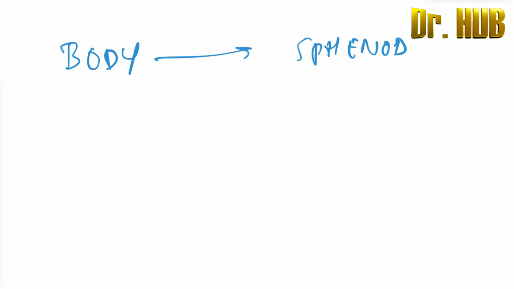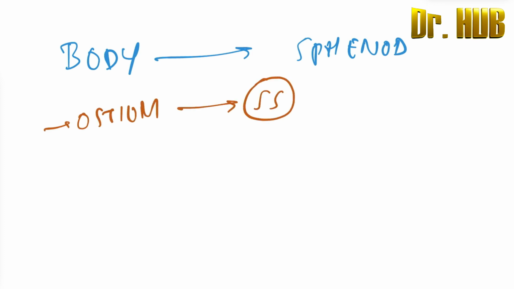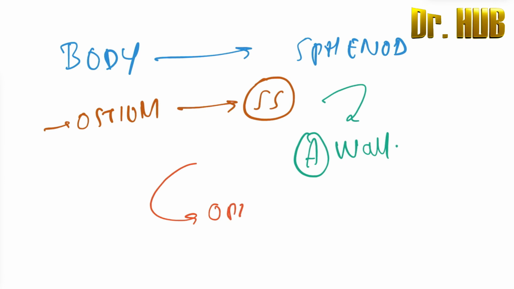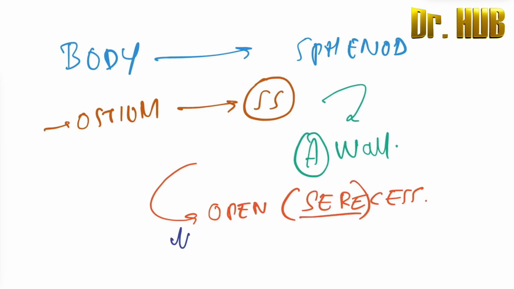Next is the ostium of the sphenoid sinus. The ostium is situated high up in the anterior wall, and it opens into the sphenoethmoidal recess, which we're calling the SE recess. This will be medial to the superior or the supreme turbinate.